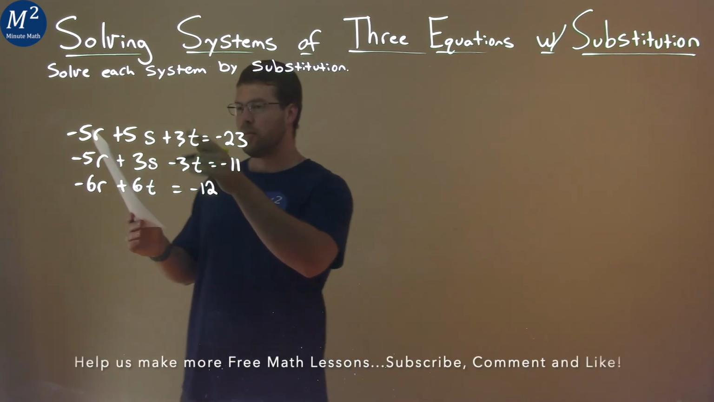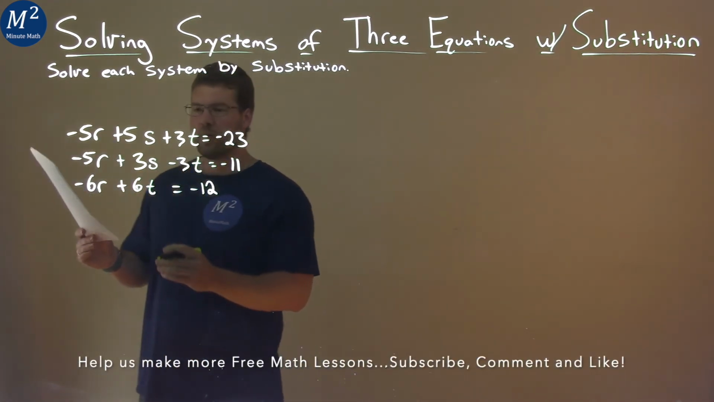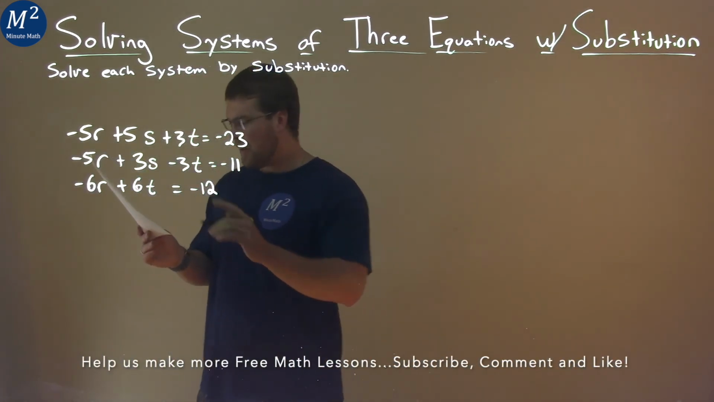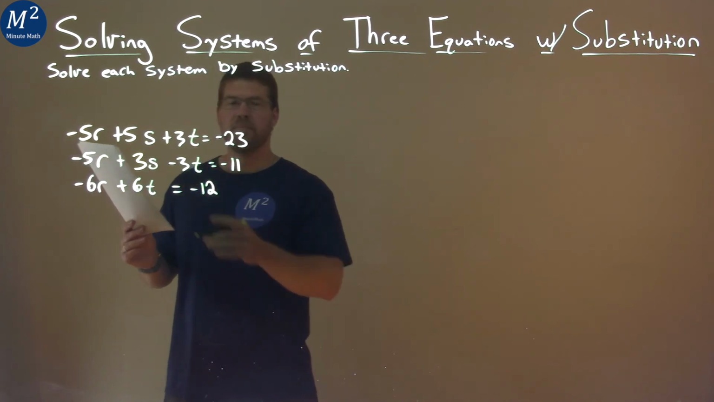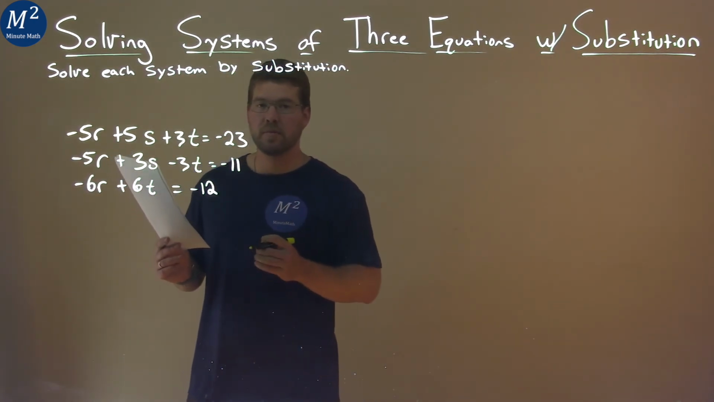We're given this problem right here. Negative 5r plus 5s plus 3t equals a negative 23. Negative 5r plus 3s minus 3t equals negative 11. And negative 6r plus 6t equals a negative 12. And we want to solve the system by substitution.